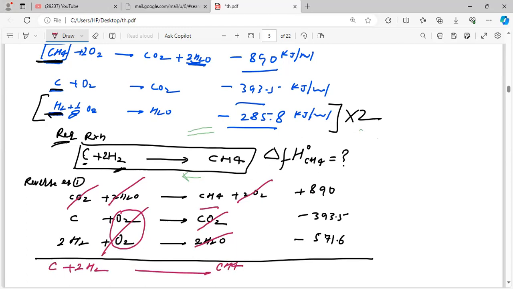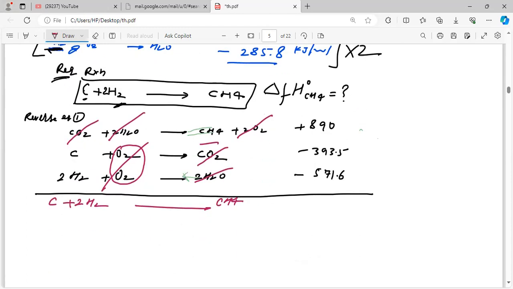Getting it or not? Yes, sir. But here only O2 is given, and there 2O2 is given, so can you cancel? There should be 2, so one O2 is on the upside and one O2 on the downside, that is 2O2 and this is 2O2. So after adding, everything cancels.